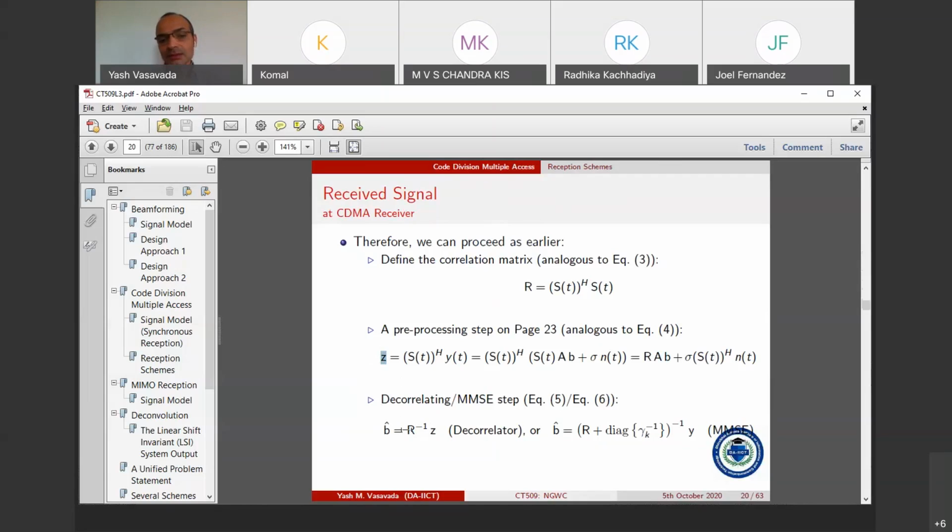Today, given that we have more powerful FPGAs and processing abilities, typically either the decorrelation or the MMSE techniques are used for the CDMA reception. And we will see the performance advantage that we can get by doing either the decorrelation or MMSE as compared to the SUMF.